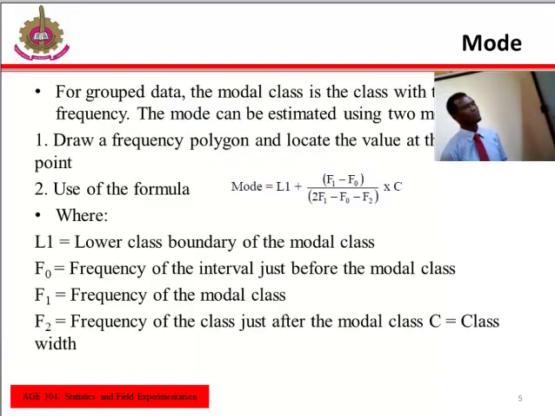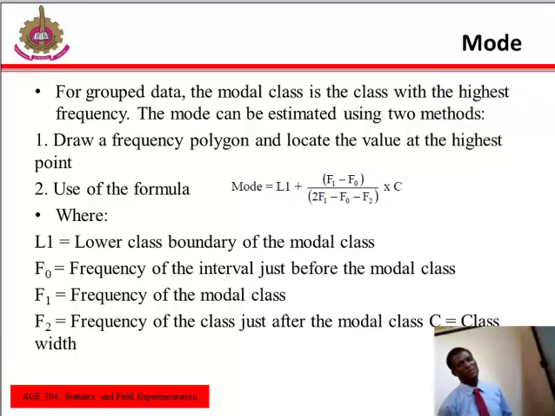Calculation of mode for grouped data. The modal class is the class with the highest frequency. The mode can be estimated using two methods. One, drawing a frequency polygon and locating the value at the highest point. And the second method, which can be used to obtain the mode, is the use of the formula.